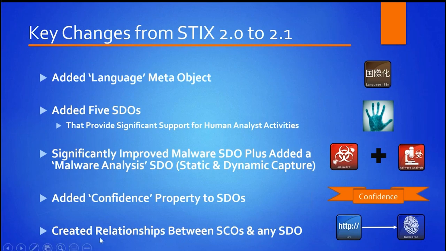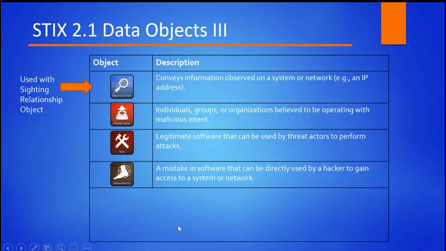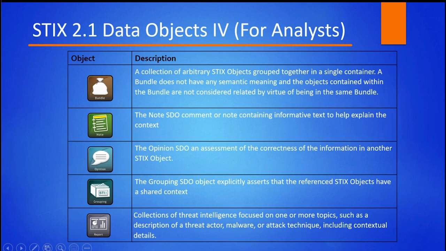We're talking about the observed data. Okay, so we'll want to use this with the sighting relationship object, and use it for quantitative analysis. And then we have threat actor. And also tool is very important because it can be distinguished from malware. It's legitimate software that has been used by threat actors to perform attacks. And then vulnerability represents some kind of a vulnerability in a system, a network, an endpoint. Now, these are the objects that I've pulled out that are specific for analysts.